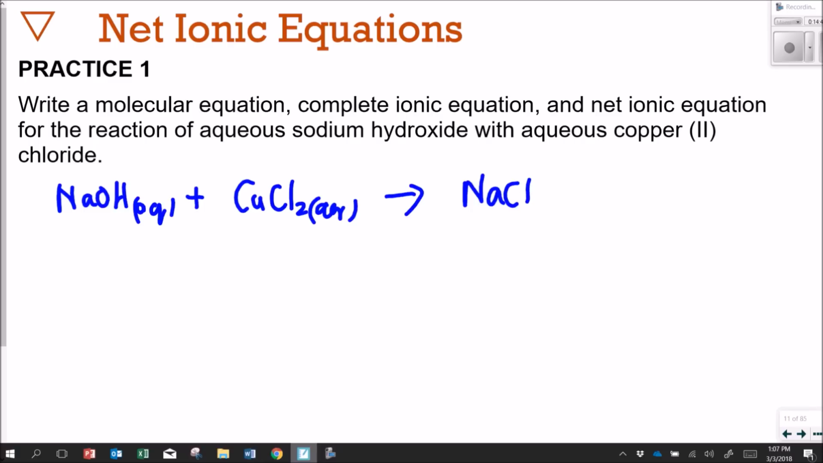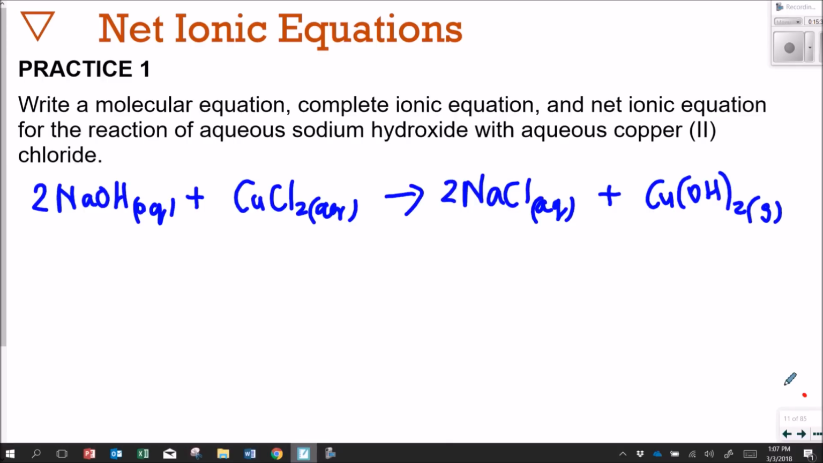Consulting my solubility rules, the sodium chloride is aqueous, and the copper with the 2 hydroxide, so Cu(OH)2, is insoluble, so I put the solid here. I have to balance the equation, so I need a 2 here and a 2 here. And step 2 is to write the complete ionic equation.